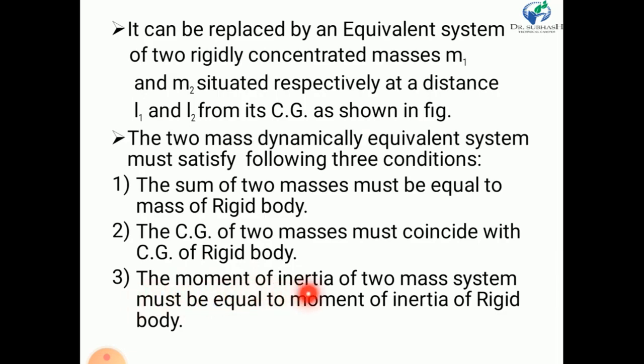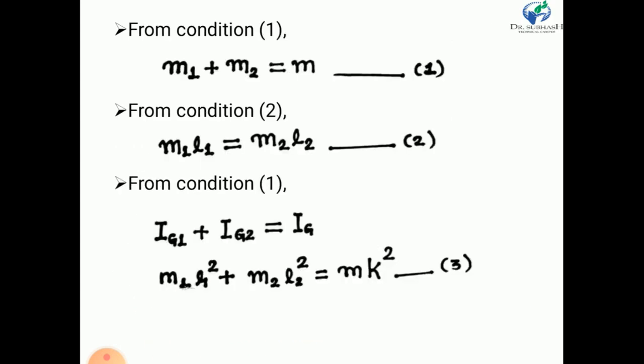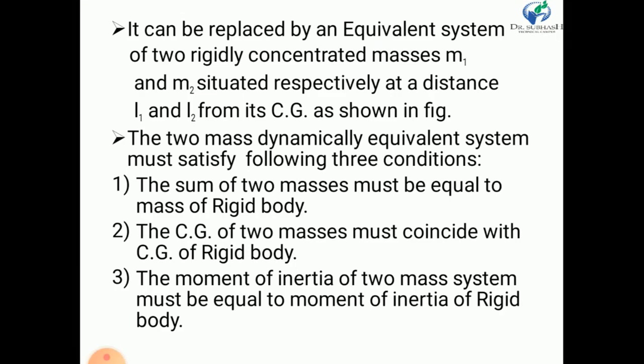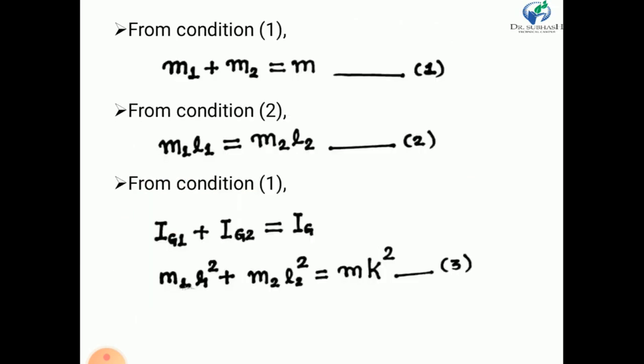The moment of inertia of the two mass system must be equal to the moment of inertia of the rigid body. Let us understand by the equations. According to the first condition, the sum of two masses must be equal to the mass of the rigid body. That means there are two concentrated masses m1 and m2, so the sum of m1 and m2, m1 plus m2, must be m. This is our equation 1 from condition 1.